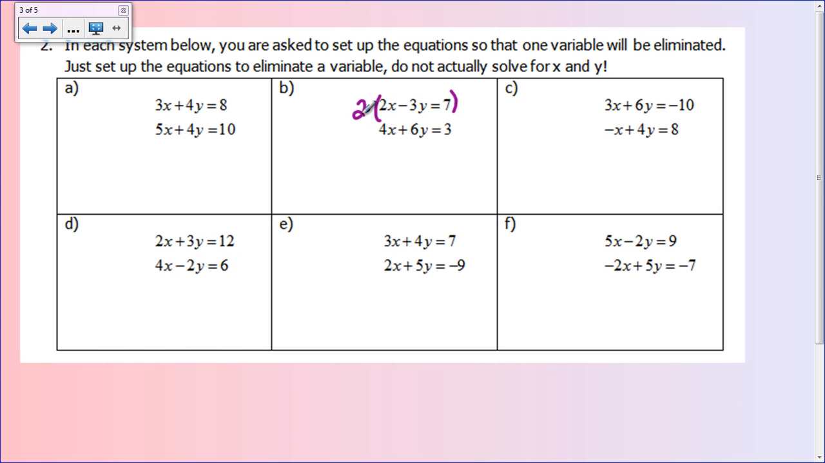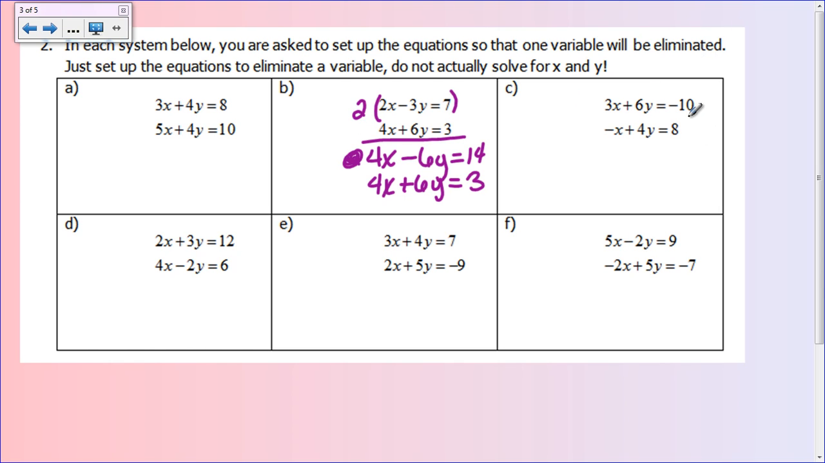So that's what I'm going to do. I'm going to multiply this whole top equation by 2 so that this negative 3y can cancel out. So what will happen is I will end up with 4x minus 6y equals 14. That's what that top equation becomes. And then the bottom equation stays the same. I didn't change anything. And if you'll notice, if I now add these two equations together, those y's will cancel each other out. And so I have now set it up to eliminate.